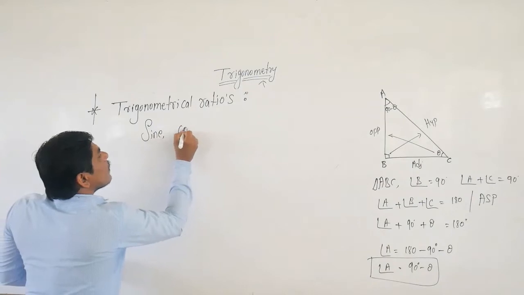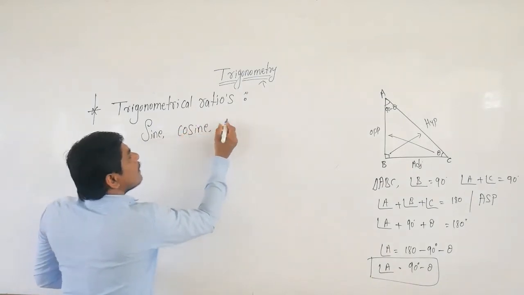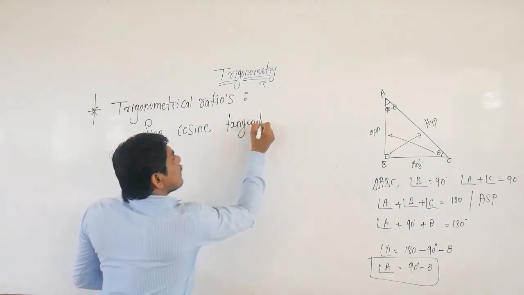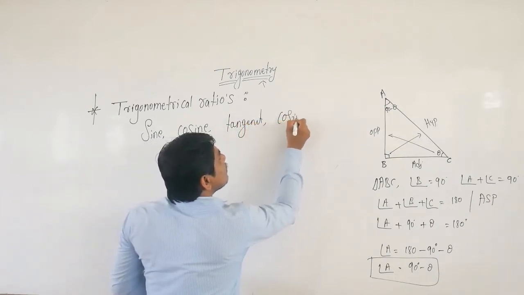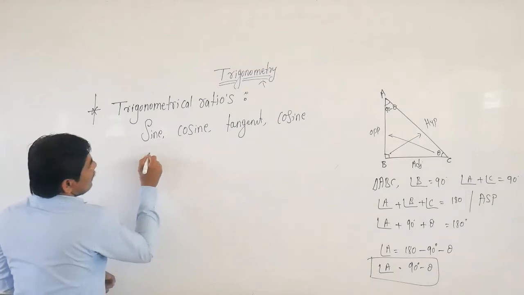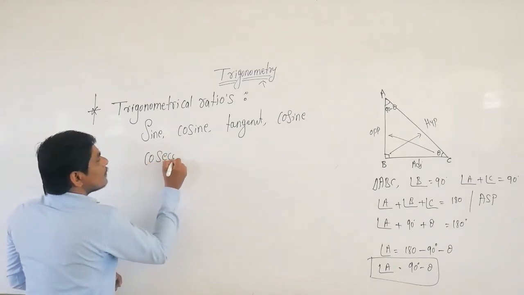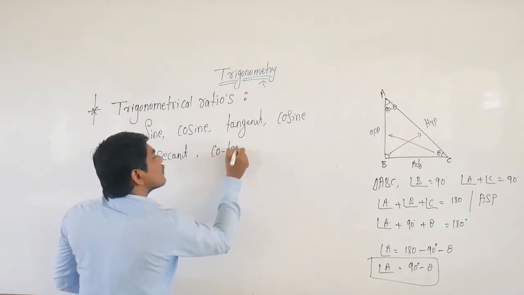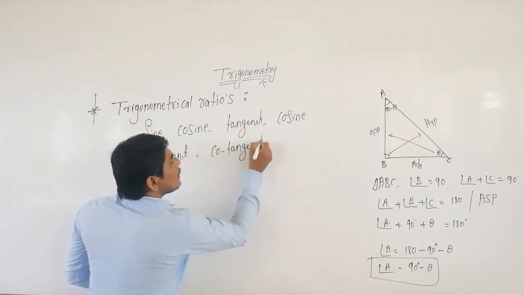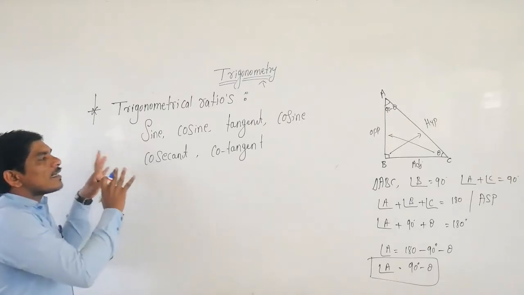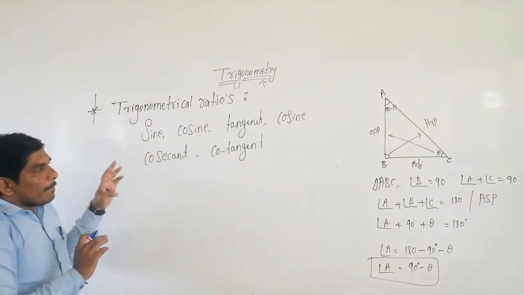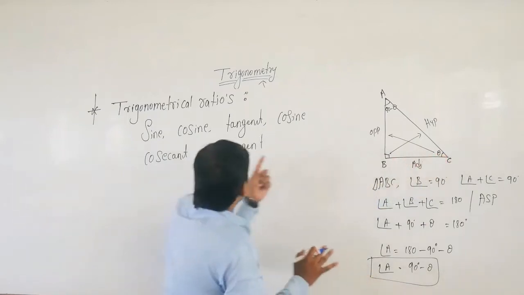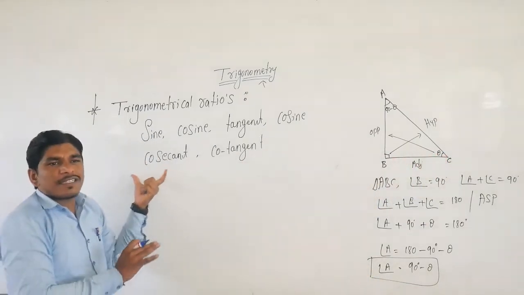Sine, cosine, tangent, cosecant, and finally cotangent. Now these are the trigonometrical ratios, but we are taking the relation with theta. Now these definitions are formed, otherwise not formed.